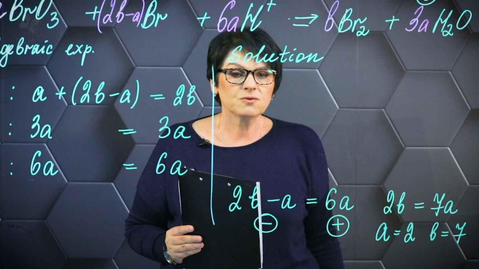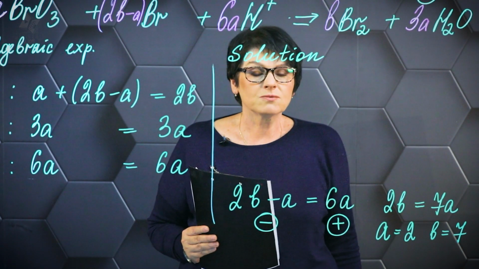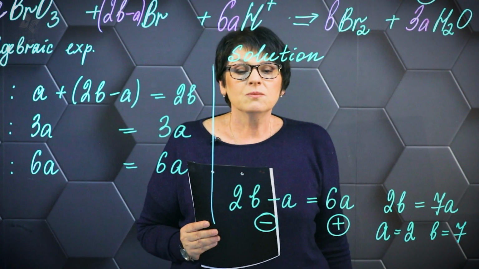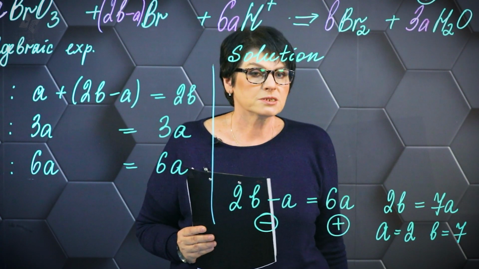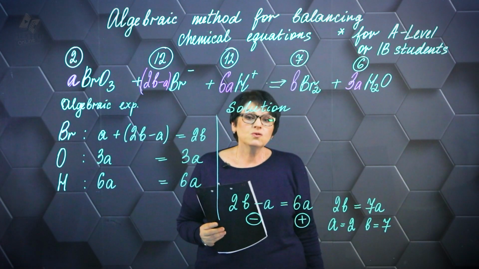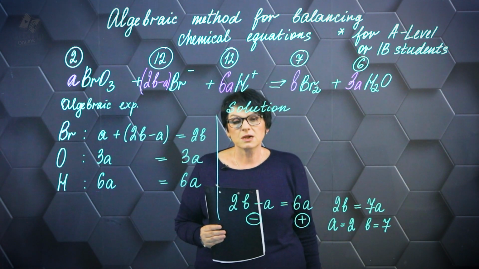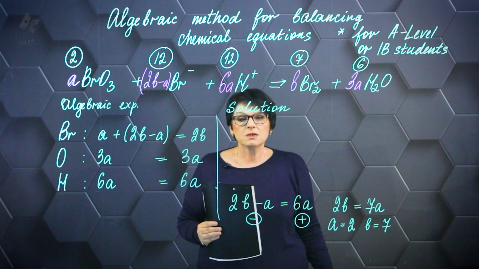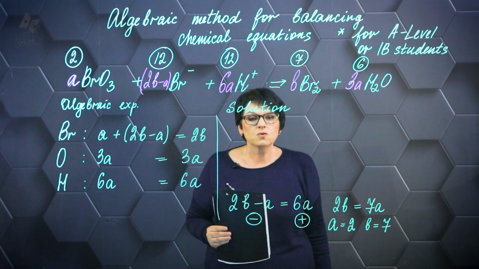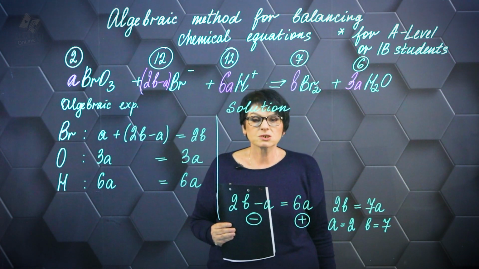Well, I hope this method of balancing is clear to you, and there are other methods that we could talk about. Gauss's method, for example, which is sometimes used for balancing. But of course, in such equations, and these are redox reactions, we can select coefficients by the electron balance method and by the electron-ion balance method. And we will also talk about these methods in our lessons, so I think it makes sense to look at them. Well, that's all for today. Goodbye.